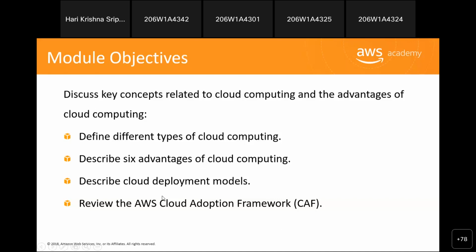And cloud deployment models, I think we already heard about this yesterday. We found public, private, and hybrid, these 3 models, and the discussion happened yesterday. And review the AWS cloud adoption framework: what are the necessary steps we need to take care of while adopting, shifting, or deploying our project to the cloud. That we'll try to understand.